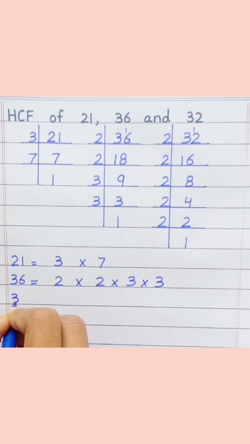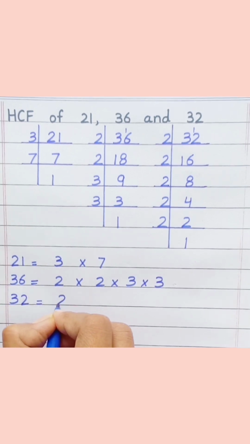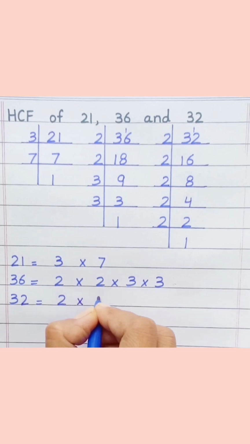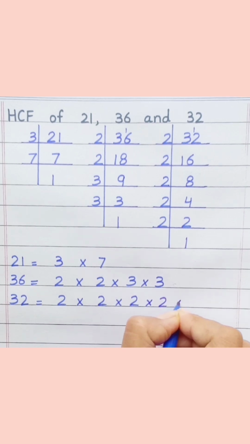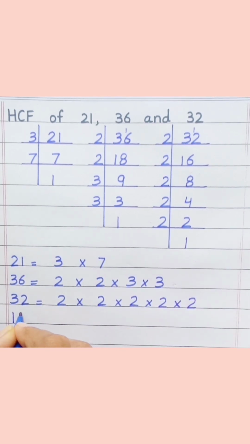32 equal 2 multiply 2 multiply 2 multiply 2 multiply 2. There is no common factor, so HCF equal 1.